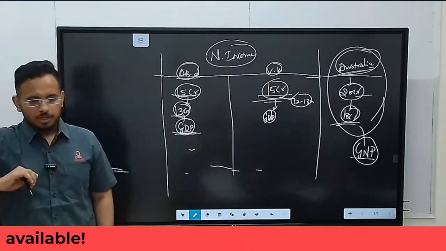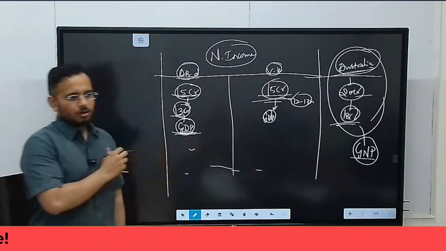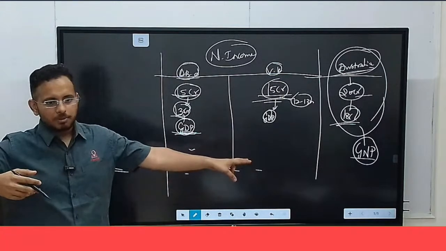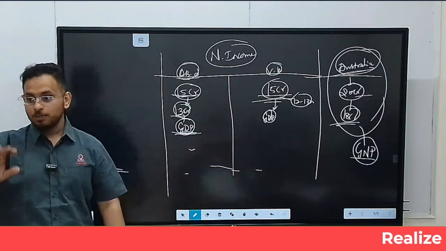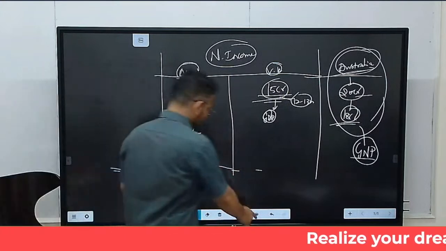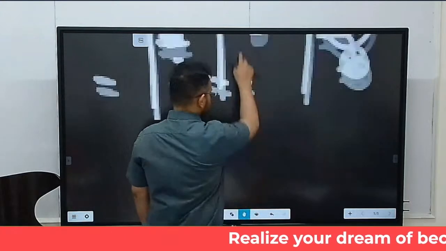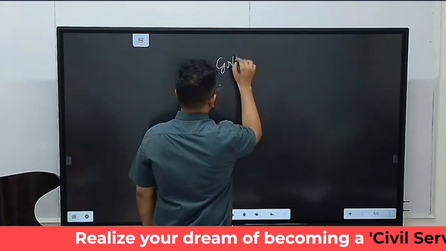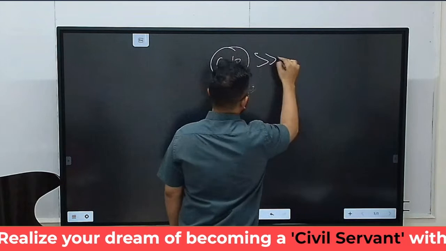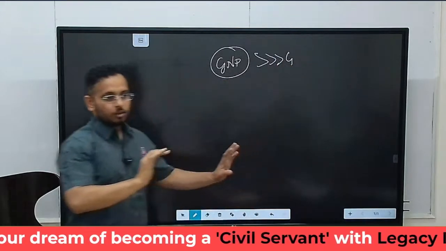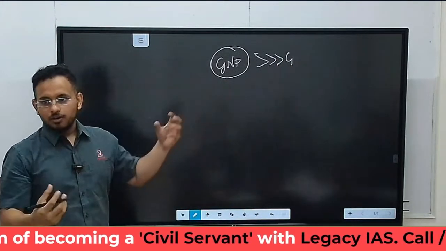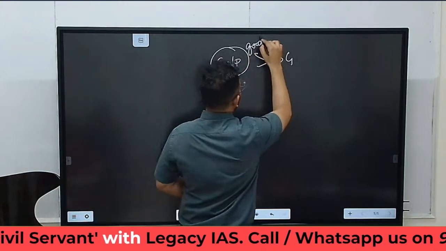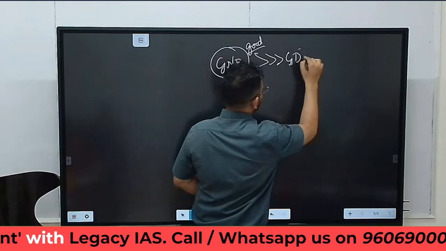So now tell me, is GDP a better way to calculate the national income or is GNP a better way to calculate the national income? GNP is always a better way. We'll keep it that way. GNP is a better way. GNP is always greater than, I'm not telling in terms of the quantity, but the utility. GNP is good, or is better than GDP.